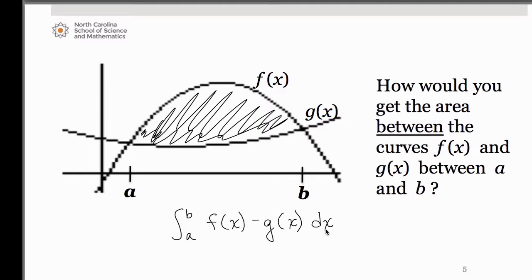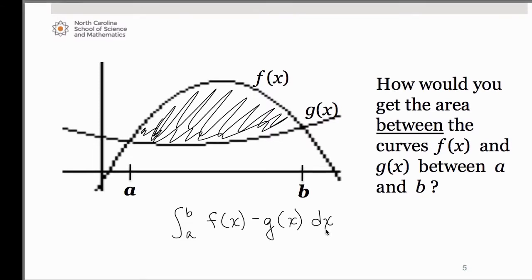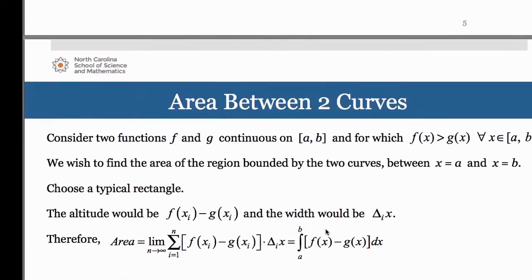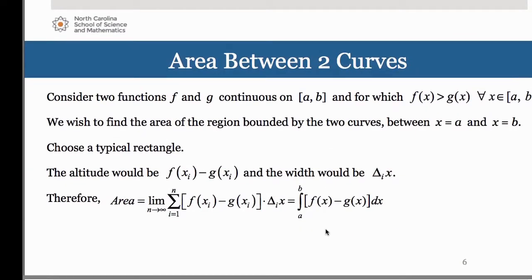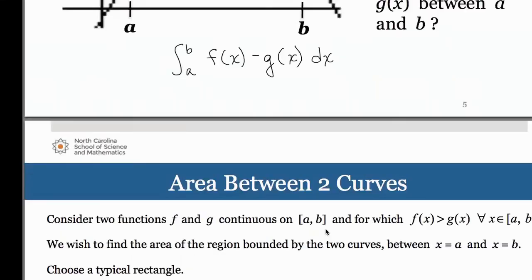So let's talk about the theory a little bit behind this. So if we have two functions, f and g, both of which are continuous on the closed interval from a to b, and we know that one of the functions sits higher than the other for all x's on that interval from a to b, and we wish to find the area that's bounded by those two curves in between the x values of a and b. The idea goes back to what you learned about Riemann sums. So let's go back to our picture.